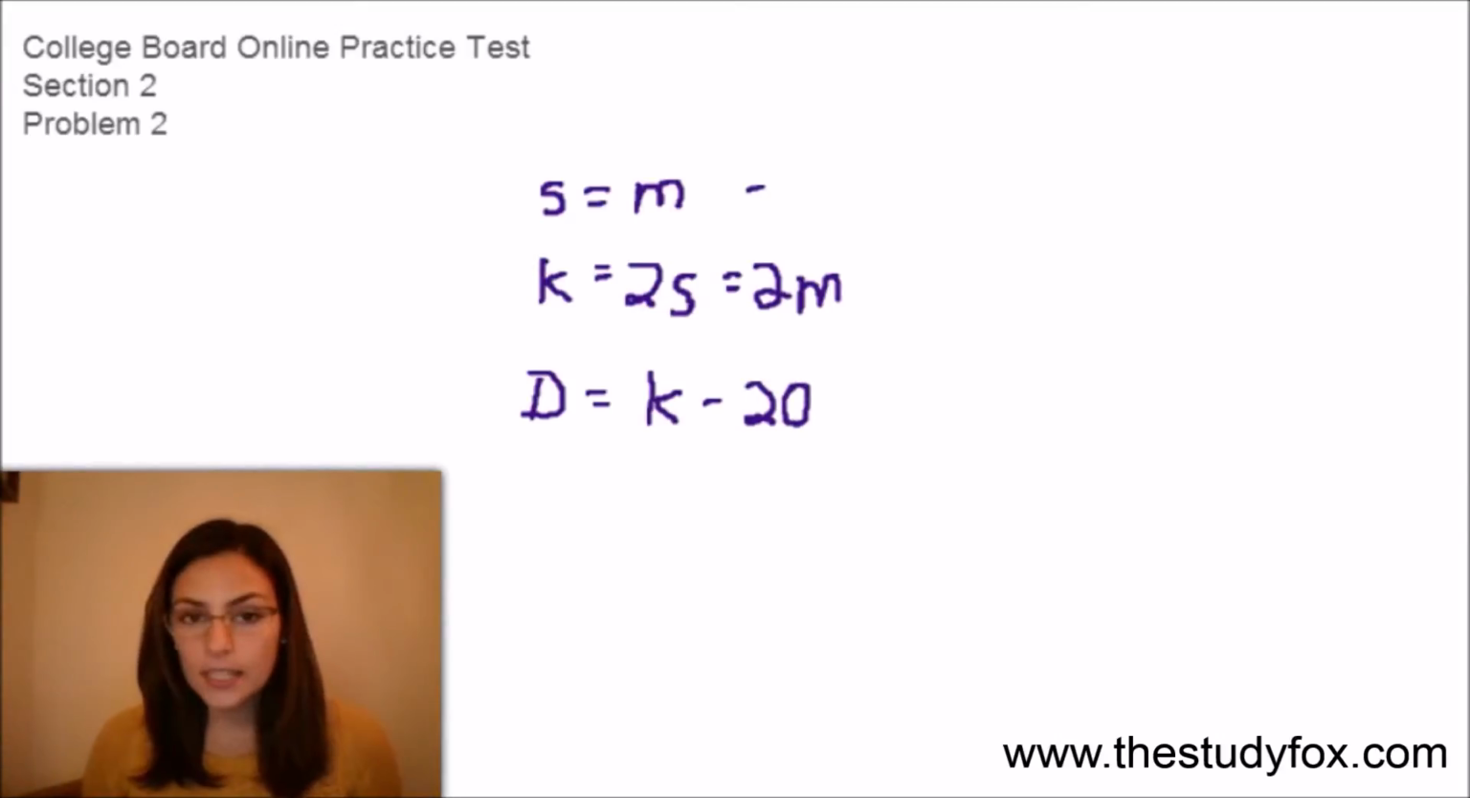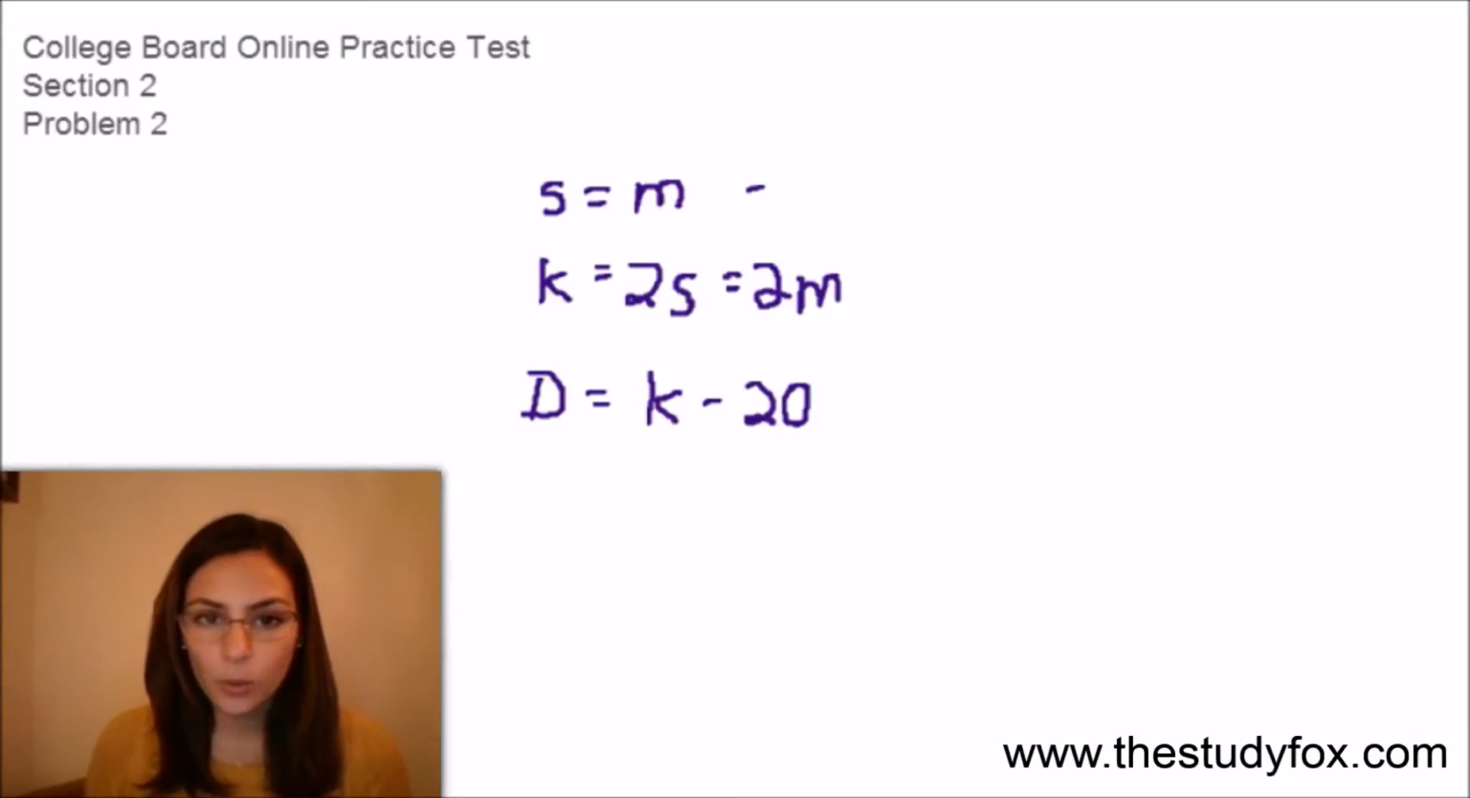And now let's use pointer number 2. Let's answer the question. And what is the question asking us? It says, in terms of M, how many miles did Darren drive? So we want to know the equation for Darren's distance. So we're going to use our D equation. But we want it in terms of M, meaning that the only variable we can have in there is M. So what we need to do is find a way to substitute our K in terms of M.